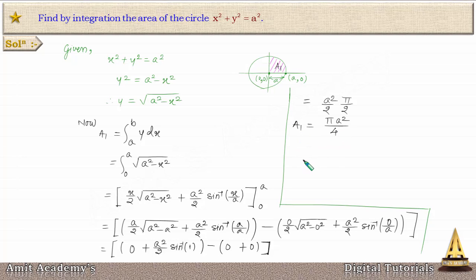So this is A1, and now we can find the total area A. So now total area A is equal to 4 into A1. So it is equal to 4 into pi A square by 4. Now this 4 and this 4 will get cancelled. So I'll get A is equal to pi A square units. And this is your final answer.